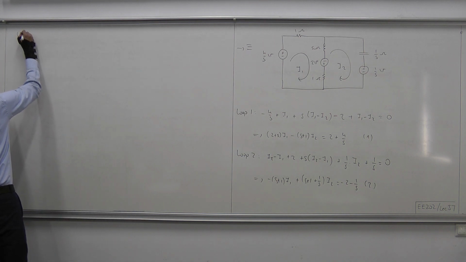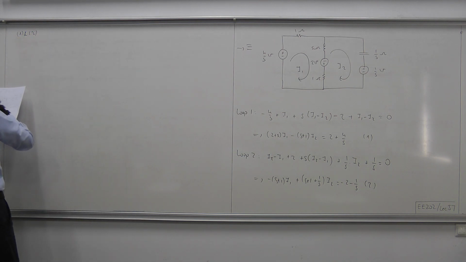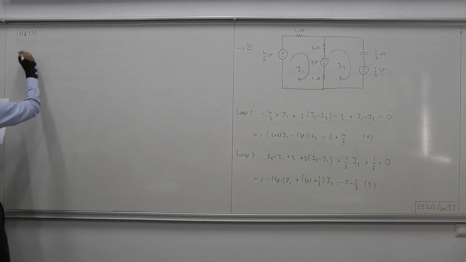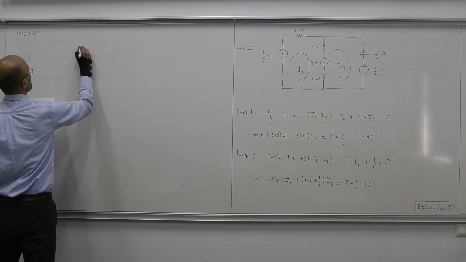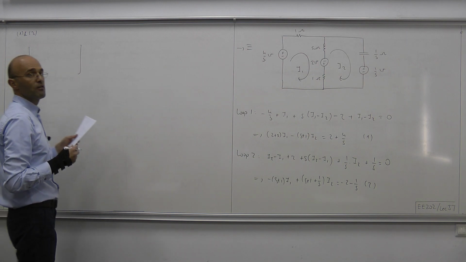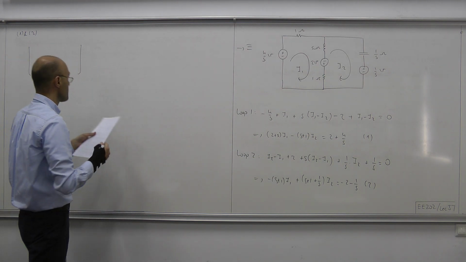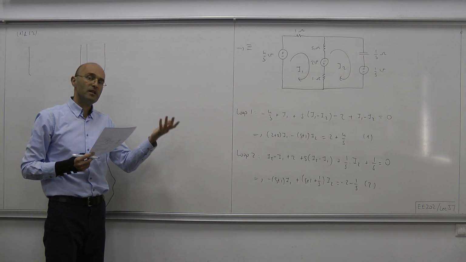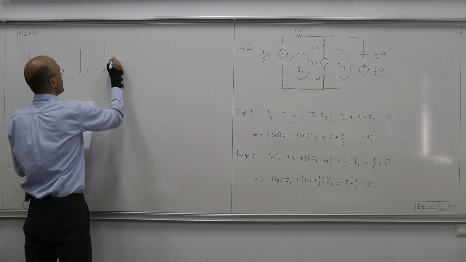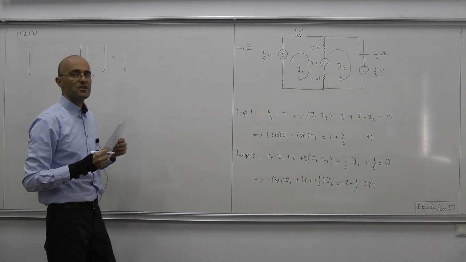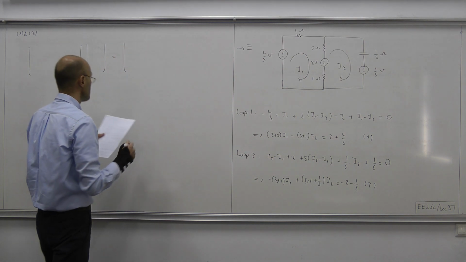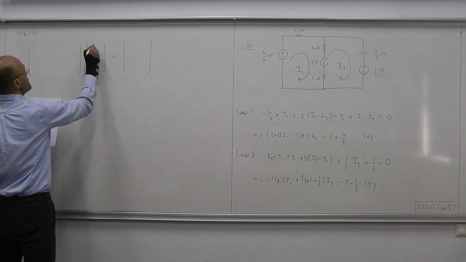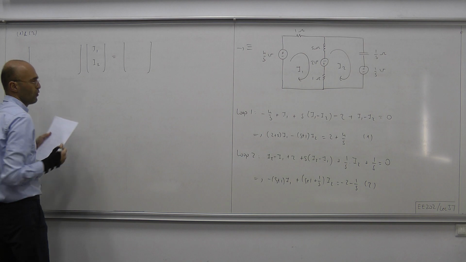Now, combining equations 1 and 2 into a single equation, we obtain the following: a matrix with entries that are rational functions of S, times the vector of unknowns, namely the mesh currents, equals the vector that collects the right-hand side. Here this is I1 of S and this is I2 of S.